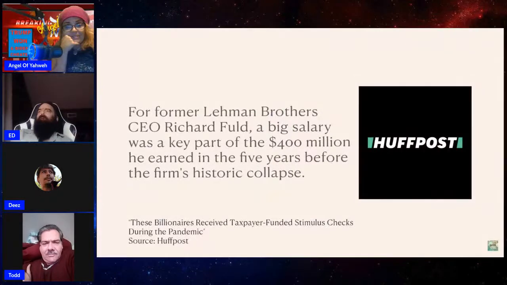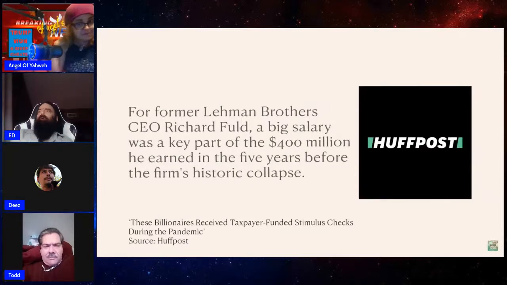For former Lehman Brothers CEO Richard Fuld, a big salary was a key part of the $400 million he earned in the 5 years before the firm's historic collapse. I mean, I'm beginning to think that perhaps the historic collapse was in some way related to overpaying some of the staff. I don't know why we can't keep this business together. Let's just have a look at the accounts. Right. 400 million, that's for the chairperson. Cleaners, they're getting 100 million each. Hamburgers, that's 200 million. You're meant to be running a finance firm.